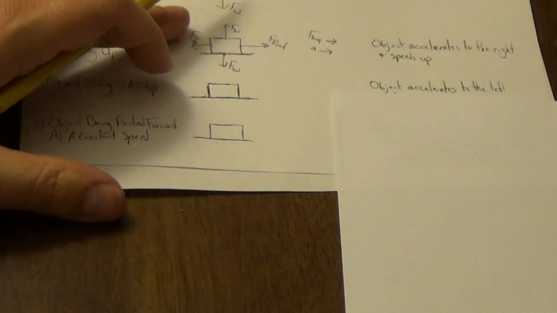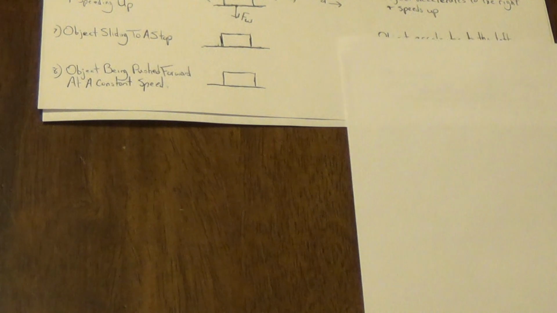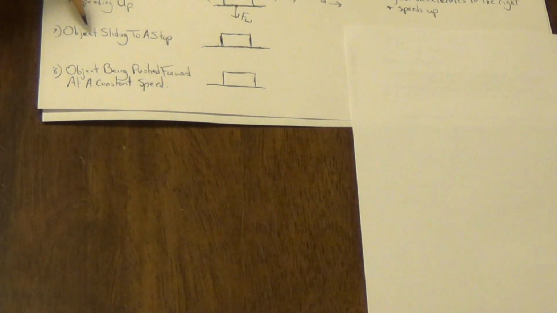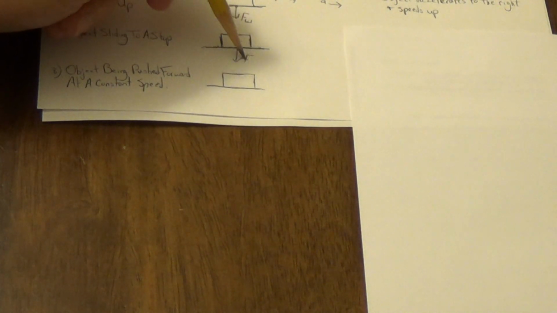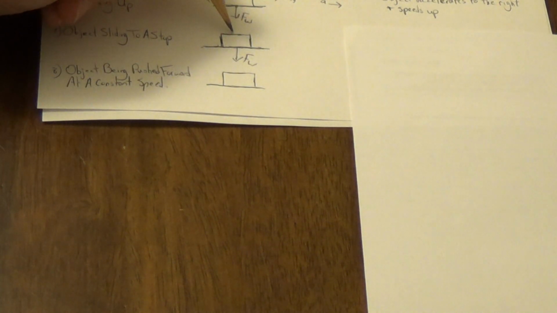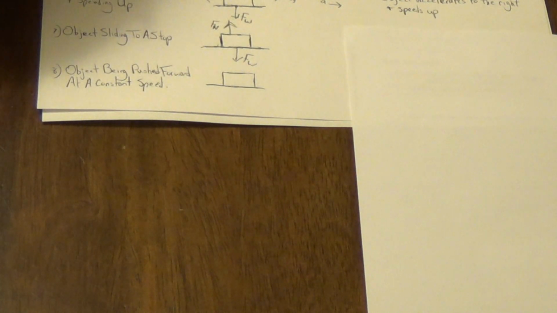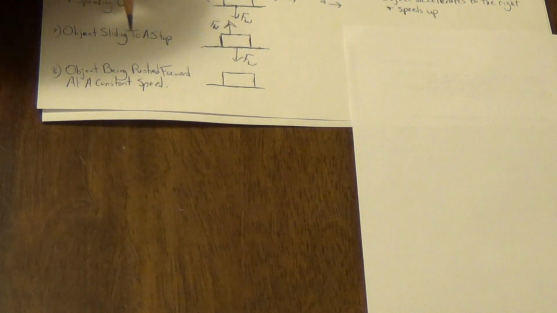Looking at number 7, the object is sliding to a stop. So again, we're on a table. So as usual, we have your weight pulling you down, the table supporting you. So you have an equal normal force pushing you back up, F_N. But it says you're moving and you slide to a stop, so we're no longer pushing forward.